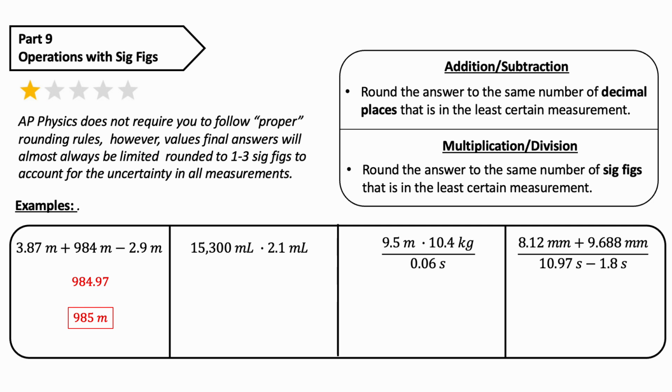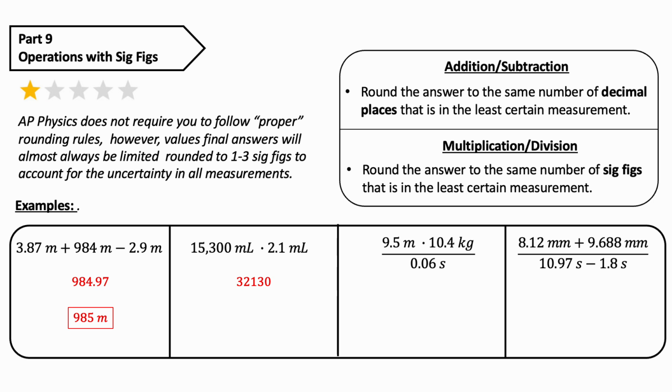All right, so for addition and subtraction, all we got to do is worry about the decimal places. For multiplication and division, though, we round based on sig figs. And just like the other ones, we always do the math first. So in your calculator, what's 15,300 times 2.1? Well, that calculator gives you an answer of 32,130. But we are going to round this answer based on our lowest number of sig figs.